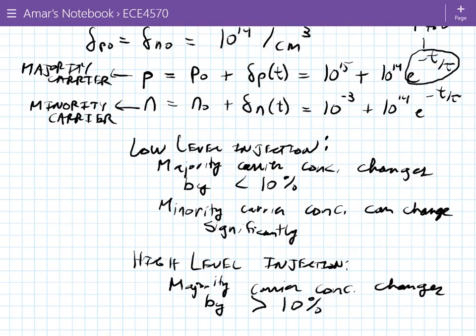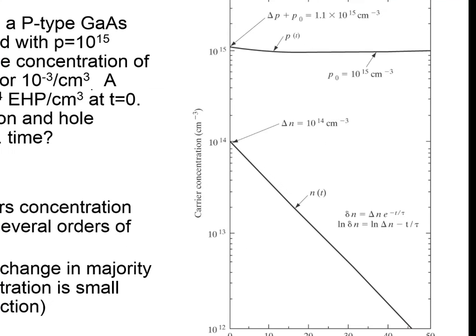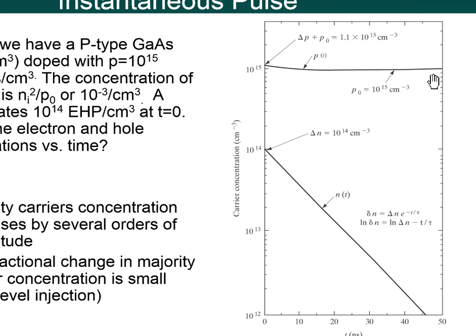So this particular example is an example of low-level injection, because you can see that the majority carrier concentration has not changed very much. It changes at most by 10% at time equals 0. But the minority carrier concentration has changed quite dramatically. It's gone from 10 to the negative 3 without the light to 10 to the 14th with the light present. So that's what's being shown in this graph here. This is showing the total hole concentration up here and the total electron concentration down here.